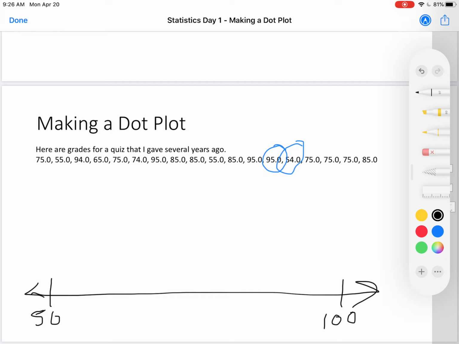I'm going to have to go 50, 55, 60, 65, 70, 75, 80, 85, 90, 95. That's 9 tick marks that I need to put in the middle here. I know how to do 9. I'm going to put 1 in the middle and then 4 on each side. I'm trying to make them as evenly spaced as I can.